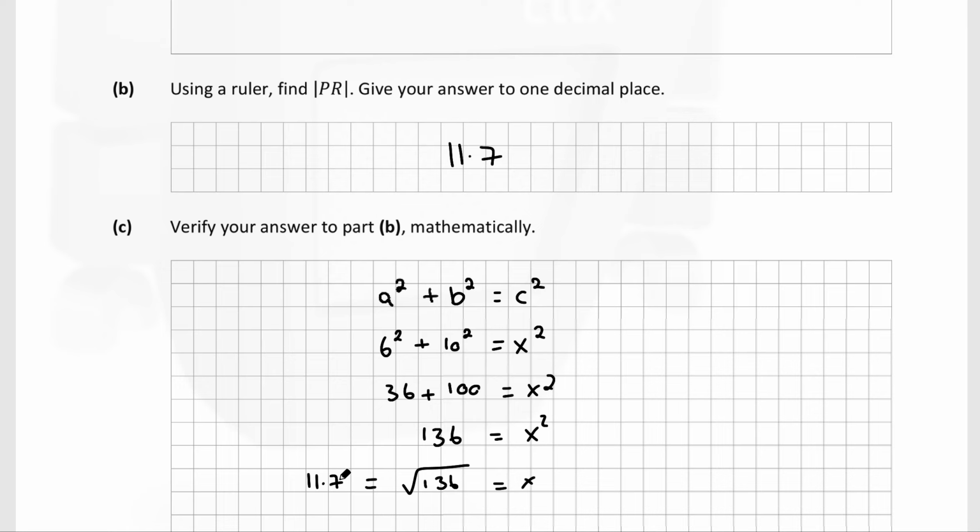So that is what we were looking for when we're asked to verify something mathematically. You're going from the start to the end, and you're trying to show that this is what the answer does work out to be if we were to do it using a formula.